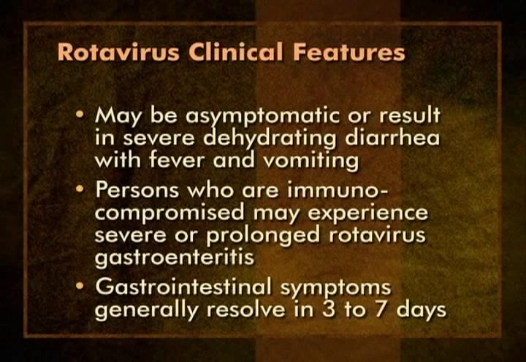Persons who are immunocompromised because of congenital immunodeficiency or because of bone marrow or solid organ transplantation may experience severe or prolonged rotavirus gastroenteritis. Up to 1/3 of infected children may have a temperature greater than 102 degrees Fahrenheit. The gastrointestinal symptoms generally resolve in 3 to 7 days. Recovery from a first rotavirus infection usually does not lead to permanent immunity.